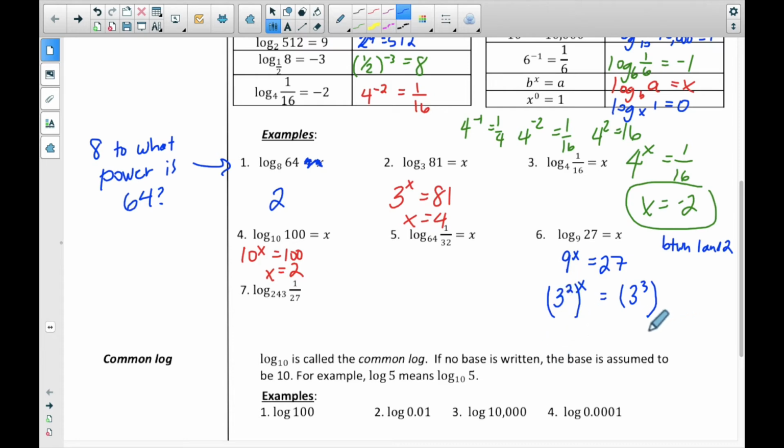If both of these have a base of 3, then shouldn't that exponent be equal to each other? In other words, shouldn't that 2x be equal to 3? Because they have the same base. And so 2x should be equal to 3 because 3 to this is equal to 3 to that, right? So this is going to work out. So now we're going to divide by 2, and we get x equals 3 over 2.